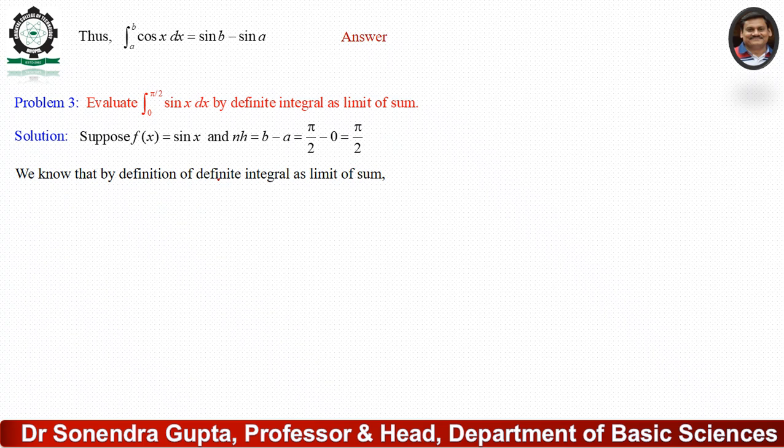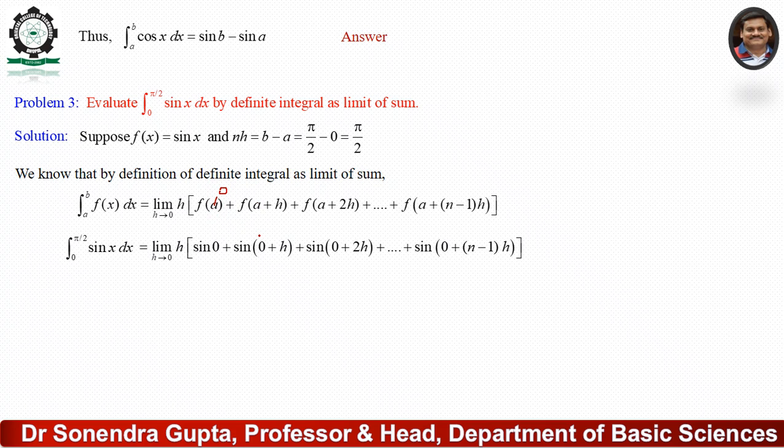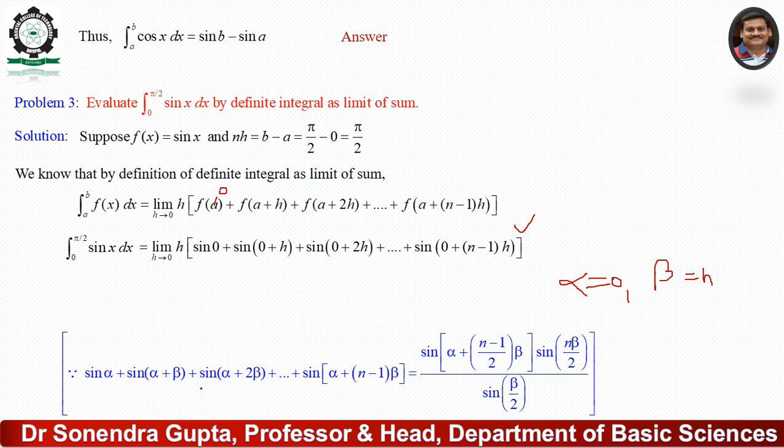Now by the definition of the definite integral as limit of sum, the integral a to b f of x dx equals this much. Now putting the value of a equal to 0 in each term, we can see this much. Now here alpha equals 0 and beta equals h, and we know the formula for sin alpha plus sin alpha plus beta plus sin alpha plus 2 beta and so on, equal to this much. So putting alpha equal to 0 and beta equal to h, we get this much. Now we simplify the term.